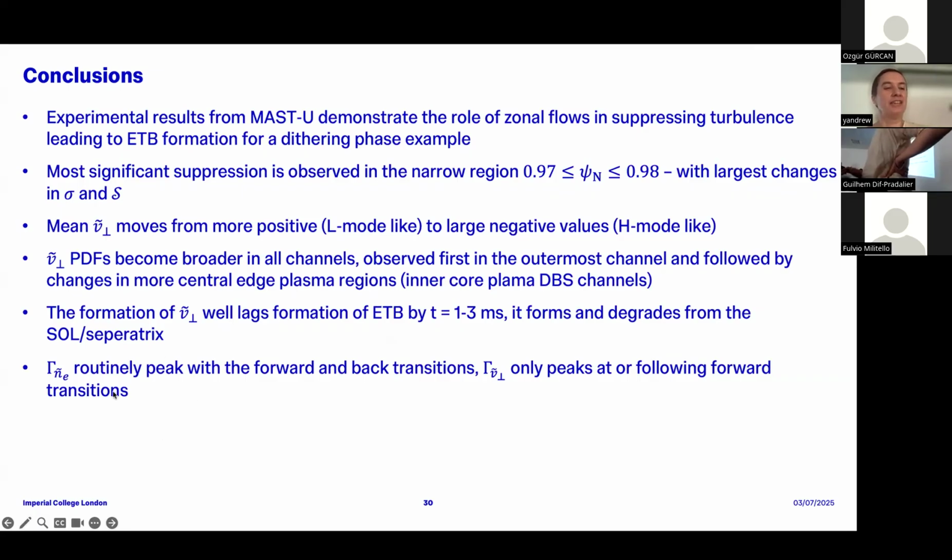And then there are some interesting results from statistical analysis, which I can speak to you about later. Sorry to go over.